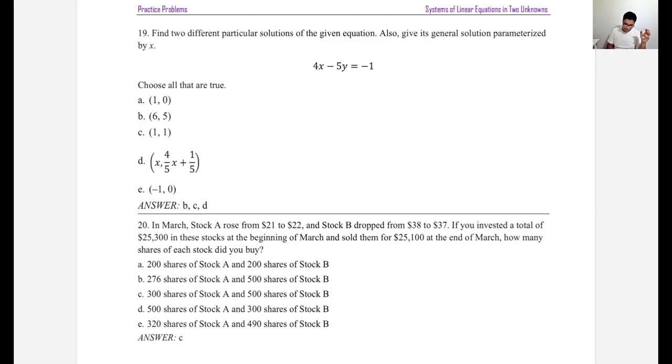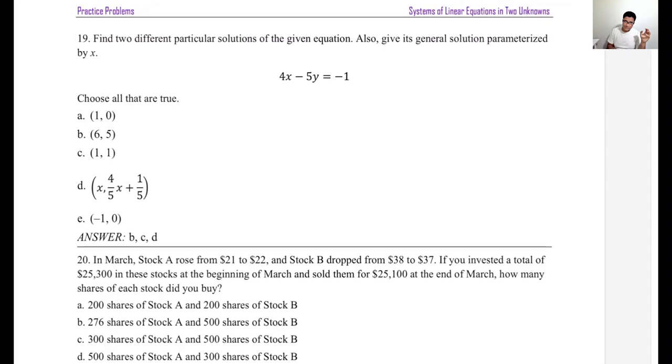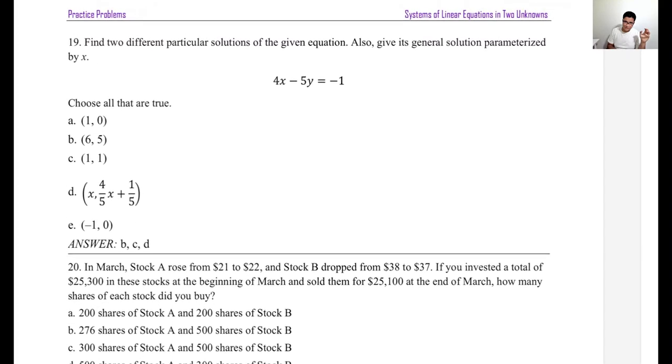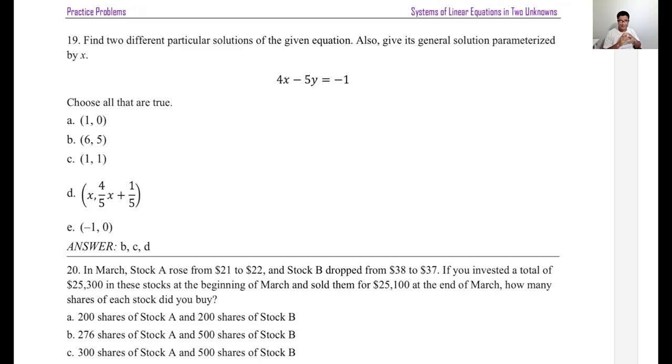Find two different solutions of the given equation. Okay, and also give a general solution parameterized by x. So what does it mean? The concept is if you have only one equation in two variables, okay, now that is less number of equations than variables, right? That is the idea I want you to catch here.